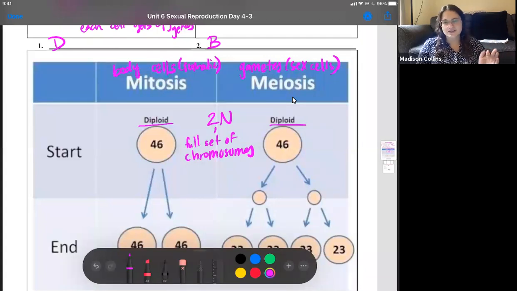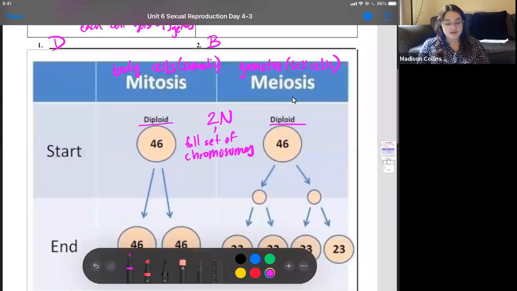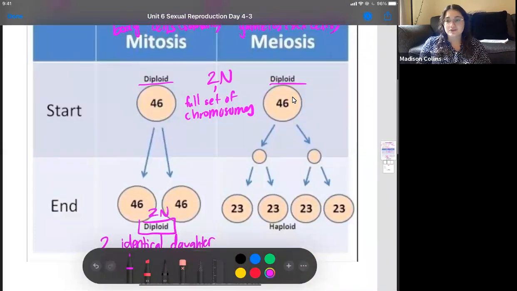But this is where things start to get different, because we know that mitosis is producing body cells. The ending goal is to produce 2 identical daughter cells. So you may notice that both of these ending cells are still diploid. They're still 2N. They both still have 46 chromosomes. They are identical to that parent cell.